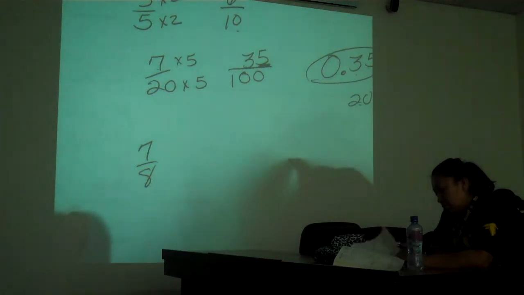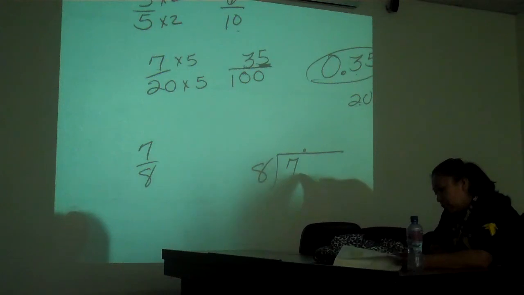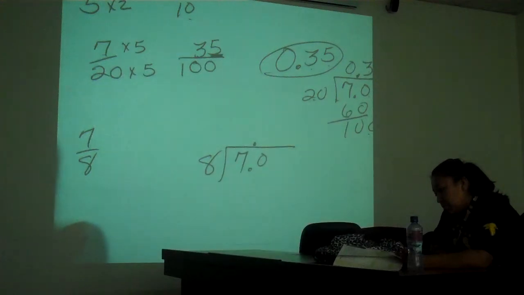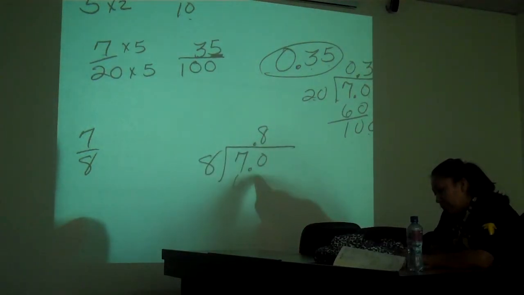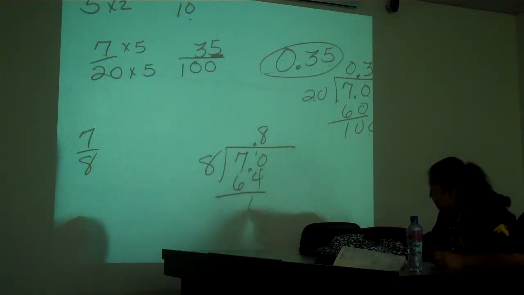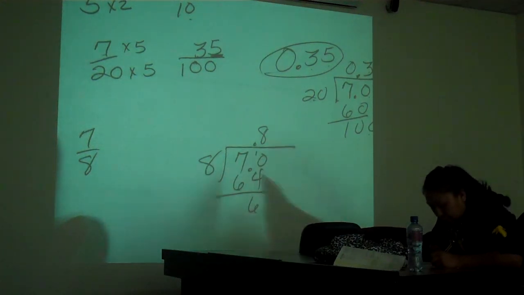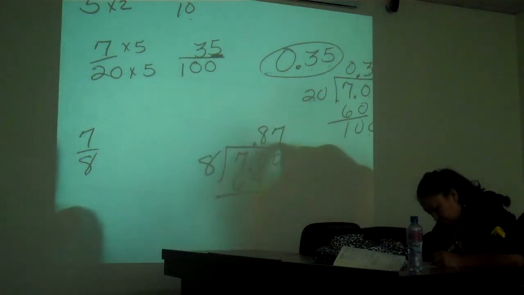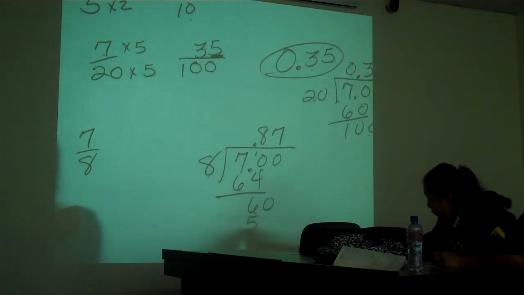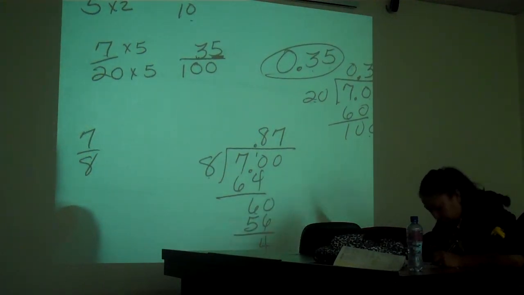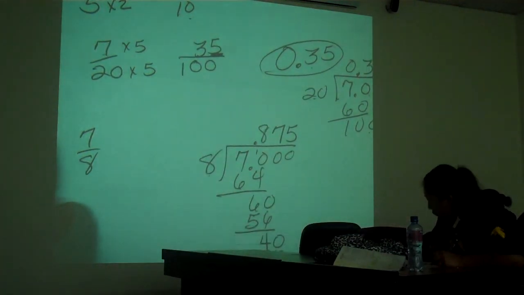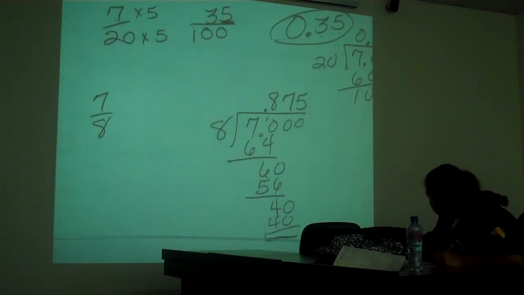So this one you'd have to do 7 divided by 8. This one is actually 3 numbers long. 8 into 70 goes 8 times. 8 times 8 is 64. And when you subtract, you get 6. Bring a 0 down. 8 into 60 is 7. What's 7 times 8? 56. Subtract, you get 4. 8 into 40. 5. So that one ends after 3 numbers. Okay.